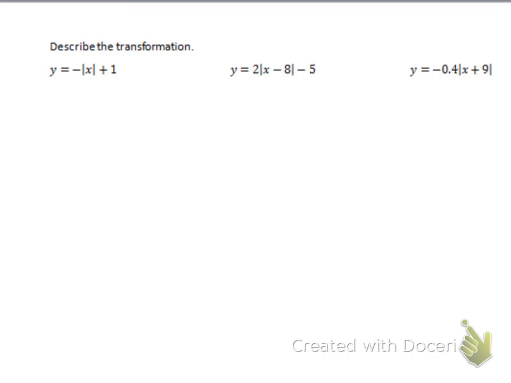Okay, so describing the transformation. The outsides mean up or down, so plus means we're doing up 1. This would mean it's opening down or reflecting over your x-axis, so it would be that sad face. We got a stretch happening with that 2, which means my points get farther apart because it's bigger than 1. Opposite of what you think, so we're going right 8 and then down 5.